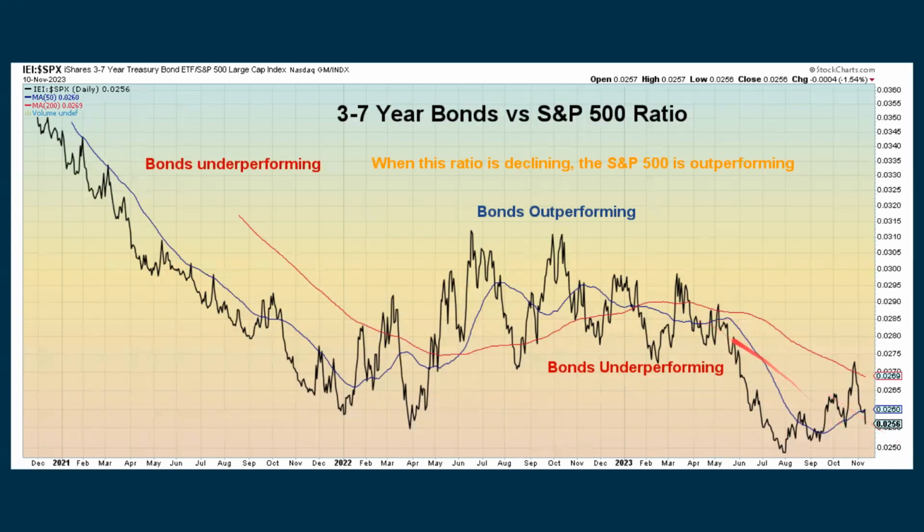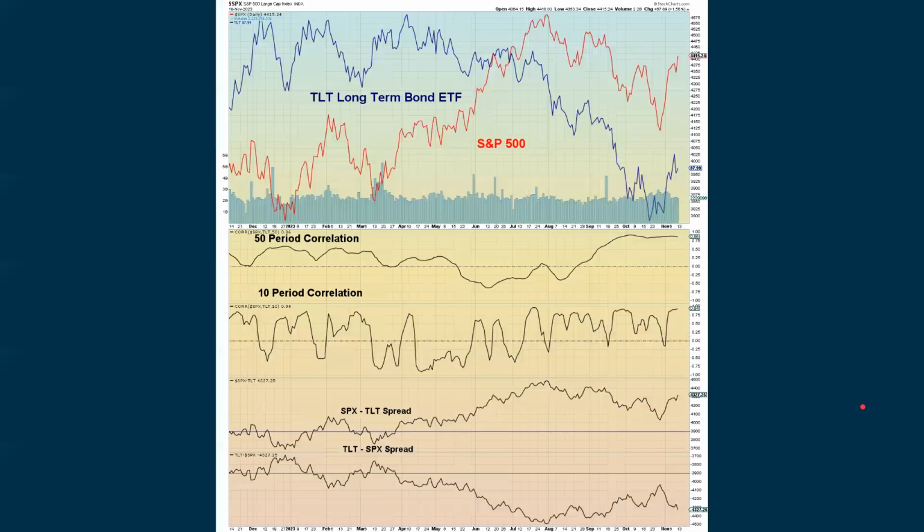When this is going down, that means bonds are underperforming. The reverse of that is that stocks are outperforming, and that's what we're seeing right now. Then we look at the S&P 500, which is in red, and the long-term bond ETF, which is in blue, and we look at the relationship between them. When this is really pegged near the top, that means our long-term relationship is pretty strong. Then we look at a 10-period correlation to see how their short-term relationship is, and that's also pretty strong right now. This is more just informational, just to let us know how stocks and bonds are interacting with each other.